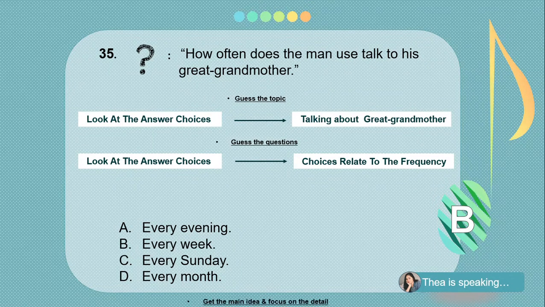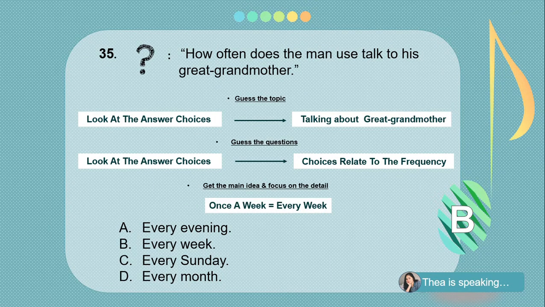Third, get the main idea from the first sentence or two and focus on the detail of the conversation. At the beginning of the conversation, we heard the woman say, "Do you talk with her often?" And the man said, "I try to call her at least once a week." Once a week is similar to every week. That's why the answer is B, every week.